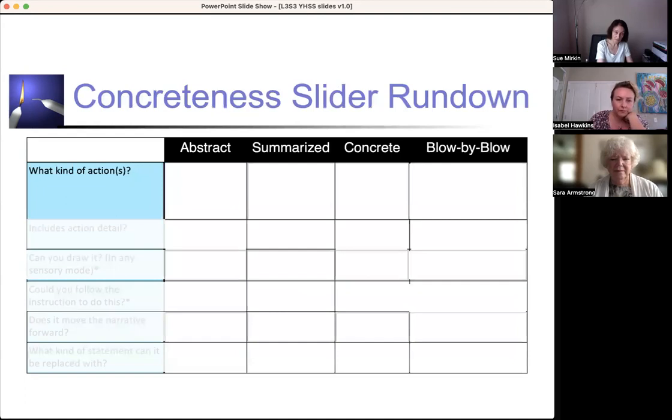So the concreteness slider, we dealt with that in the first lessons. And this is the rundown of it. And from now on, when we get a new slider, we'll at some point meet what I call this rundown.